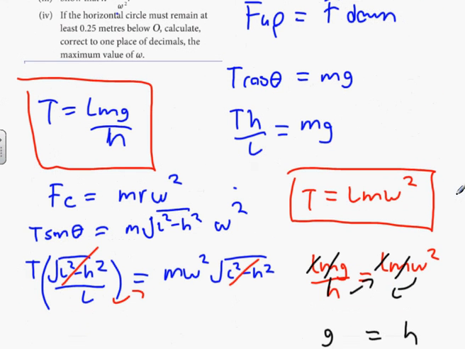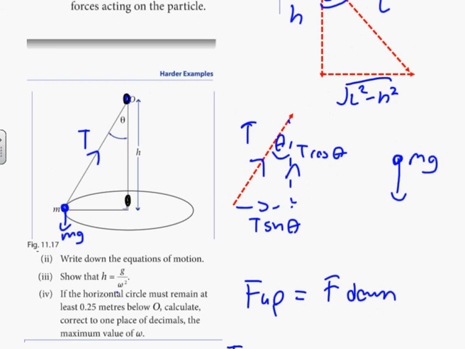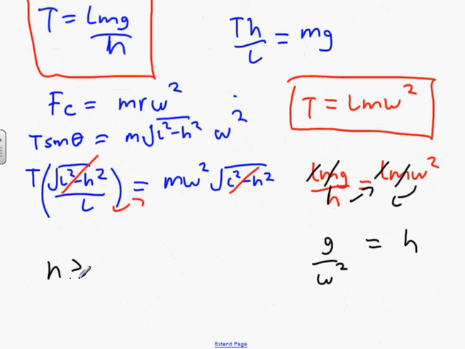Proved. If the horizontal circle must remain at least 0.25 meters below the point O, calculate, correct to one decimal place, the maximum value of omega. Okay, so h is the height directly below your point O, this value here. So what we're going to say is that h has to be greater than or equal to 0.25. Everybody agree with that?